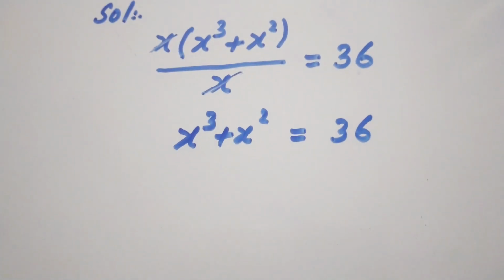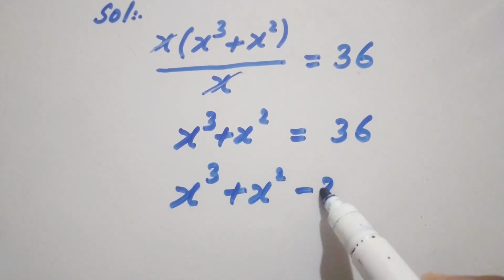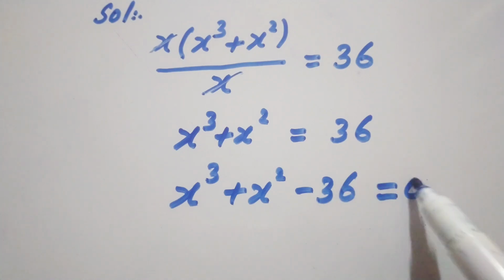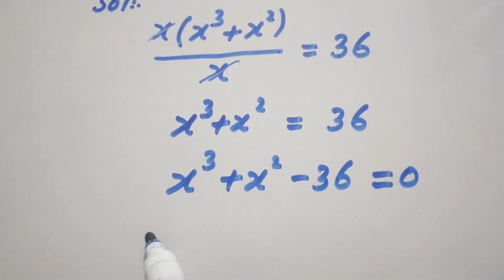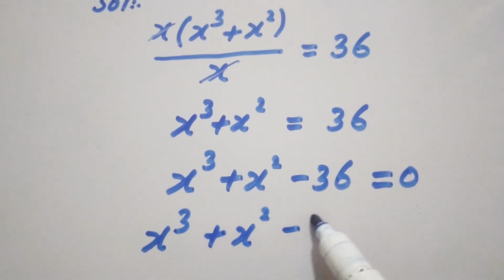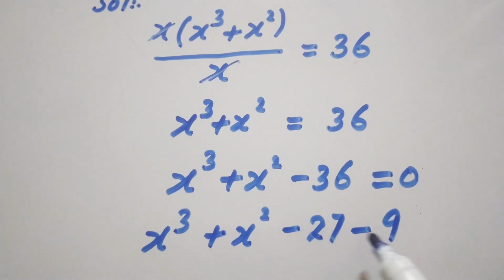Now moving this 36 from right hand side to left hand side, this will become x cube plus x squared minus 36 is equal to 0. Minus 36, we will write this as minus 27 minus 9. 27 plus 9 we get 36, and minus 27 plus minus 9 we get minus 36, and this whole thing is equal to 0.